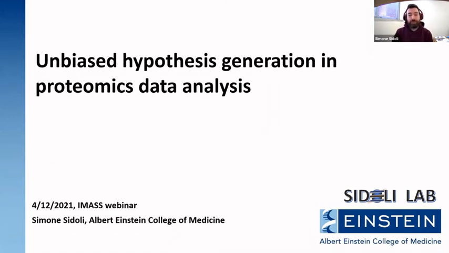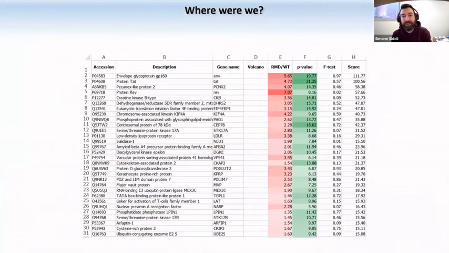So I call this lecture Unbiased Hypothesis Generation on purpose, because I'll try to show you how we use a proteomic table to tell us what is interesting in there, rather than the other way around, rather than go hunting for our favorite proteins. So we were here at the end of the previous lecture.